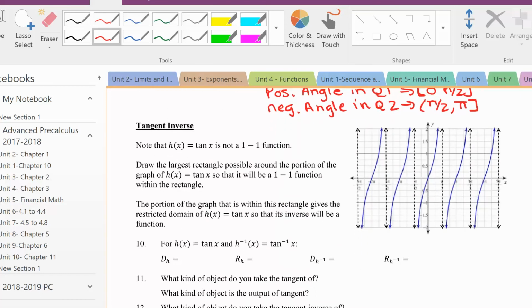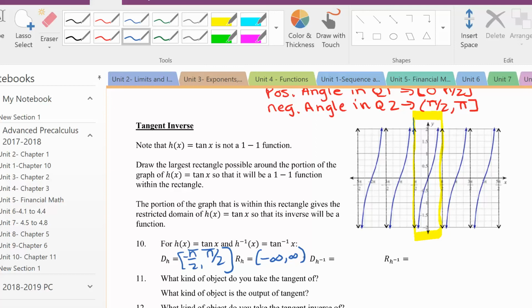Tangent inverse. Now, for tangent, you have a built-in rectangle because you have the space between the two asymptotes. The built-in rectangle is here from negative pi over 2 to positive pi over 2 as well. So the domain is from negative pi over 2 to positive pi over 2 for the one-to-one function. The range, well, for tangent, it can be all real numbers.